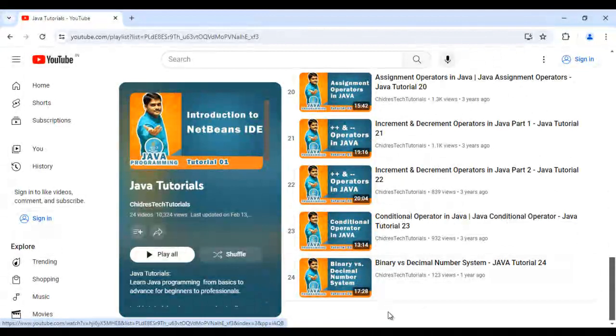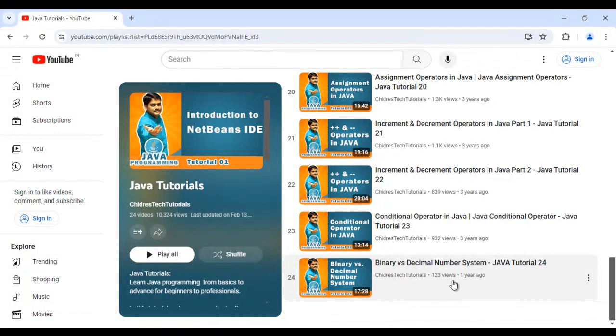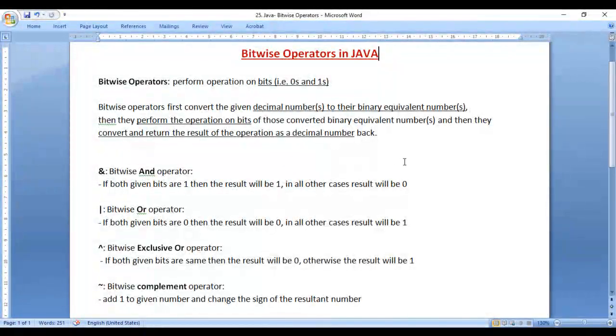In the previous video we understood binary versus decimal number system. I told you that to understand bitwise operators, you must understand binary number system and decimal number system. You should be able to convert binary number to decimal number to binary number, right? We understand decimal numbers, whereas bitwise operators work on zeros and ones, that is bits. So you should understand binary number system and decimal number system guys. Now let's proceed and understand bitwise operators in Java.